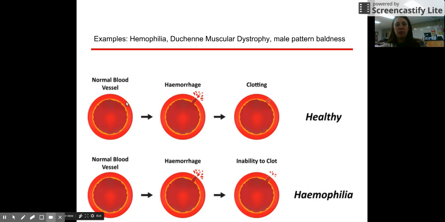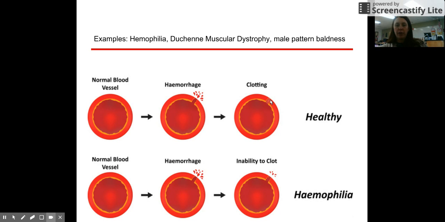If you are healthy, now this is supposed to show the inside of a blood vessel, like a cross section, you get some kind of a hemorrhage here, some kind of a cut to the blood vessel. And what happens is these little platelet things come in and they fill it up. Okay, they fill it up. We get dried red blood cells. That's what makes our scab kind of look red and eventually brown.